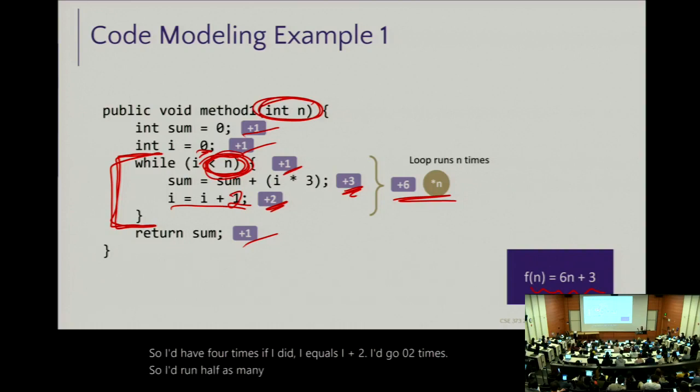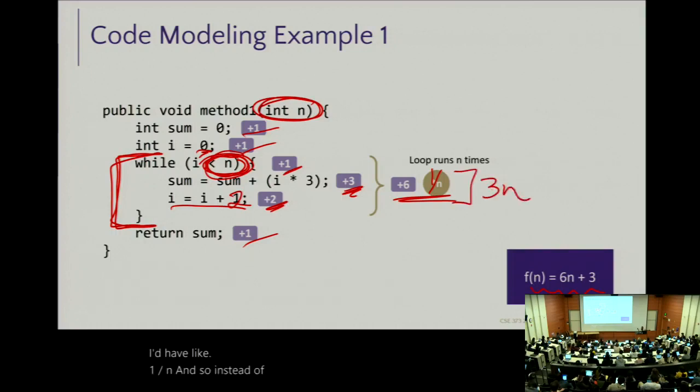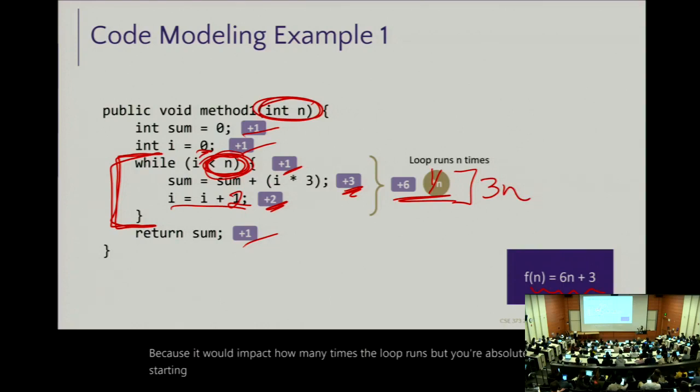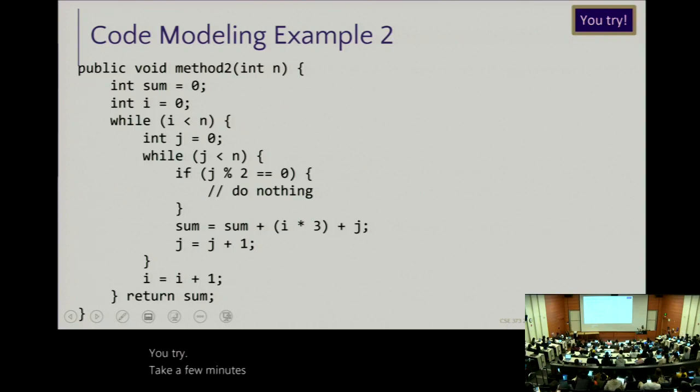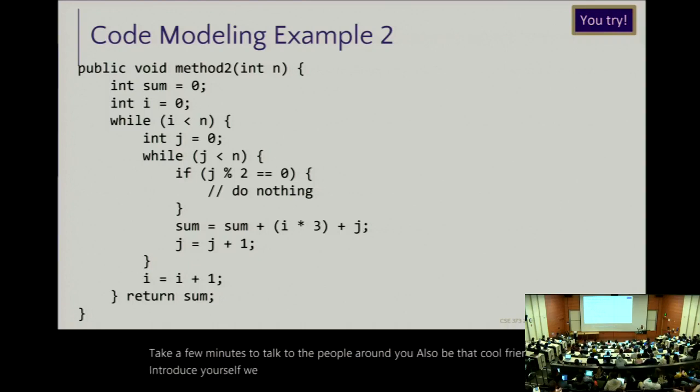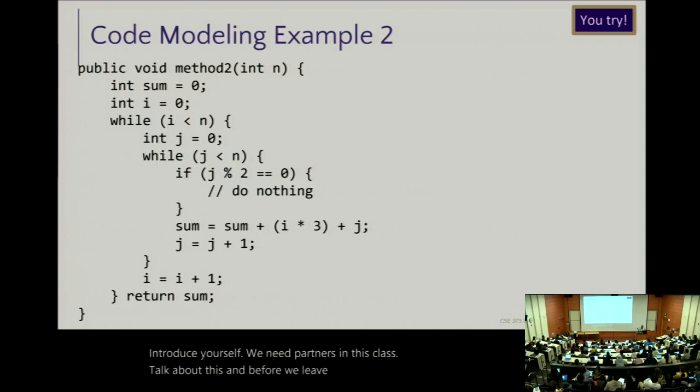So I'd run half as many times. So what you would end up having is, you're right, instead of 6n, that would be 3n, because it would impact how many times the loop runs. But you're absolutely starting to think of this in the right way. How do we figure out how many times the loop runs? Great. You try. Take a few minutes, talk to the people around you. Also be that cool friend. Introduce yourself. We need partners in this class. Talk about this, and before we leave class today, I'm going to show you the example.